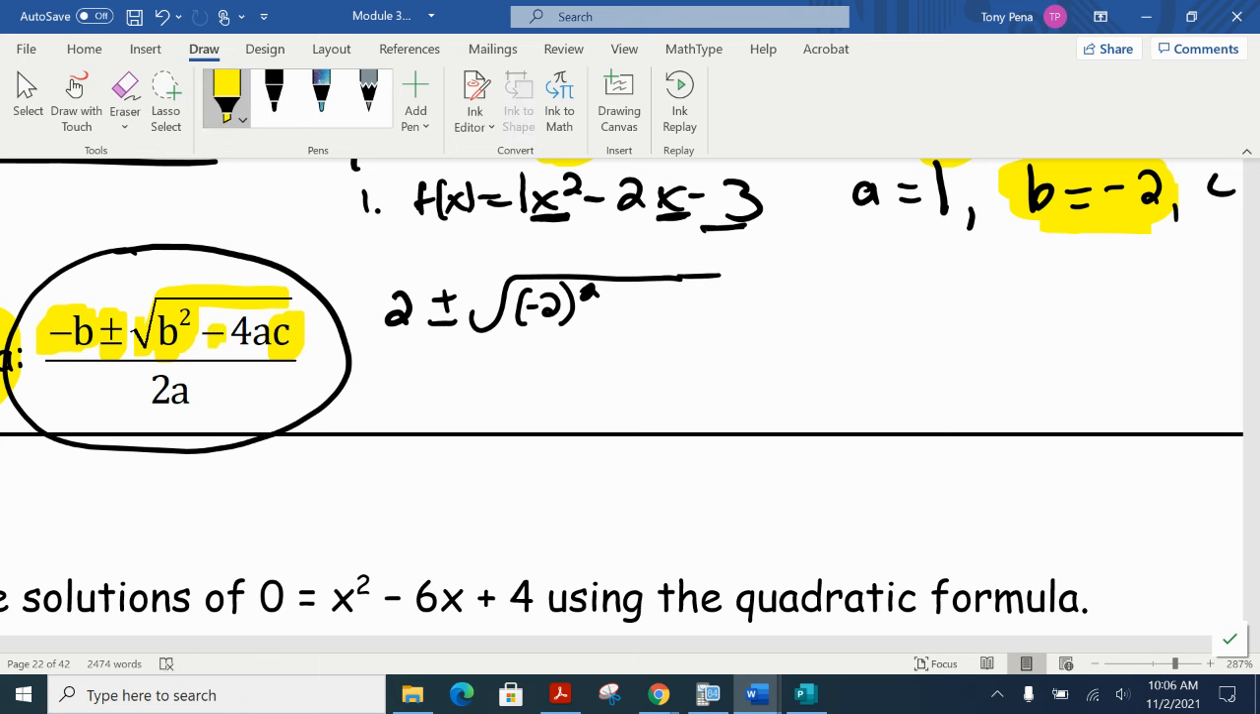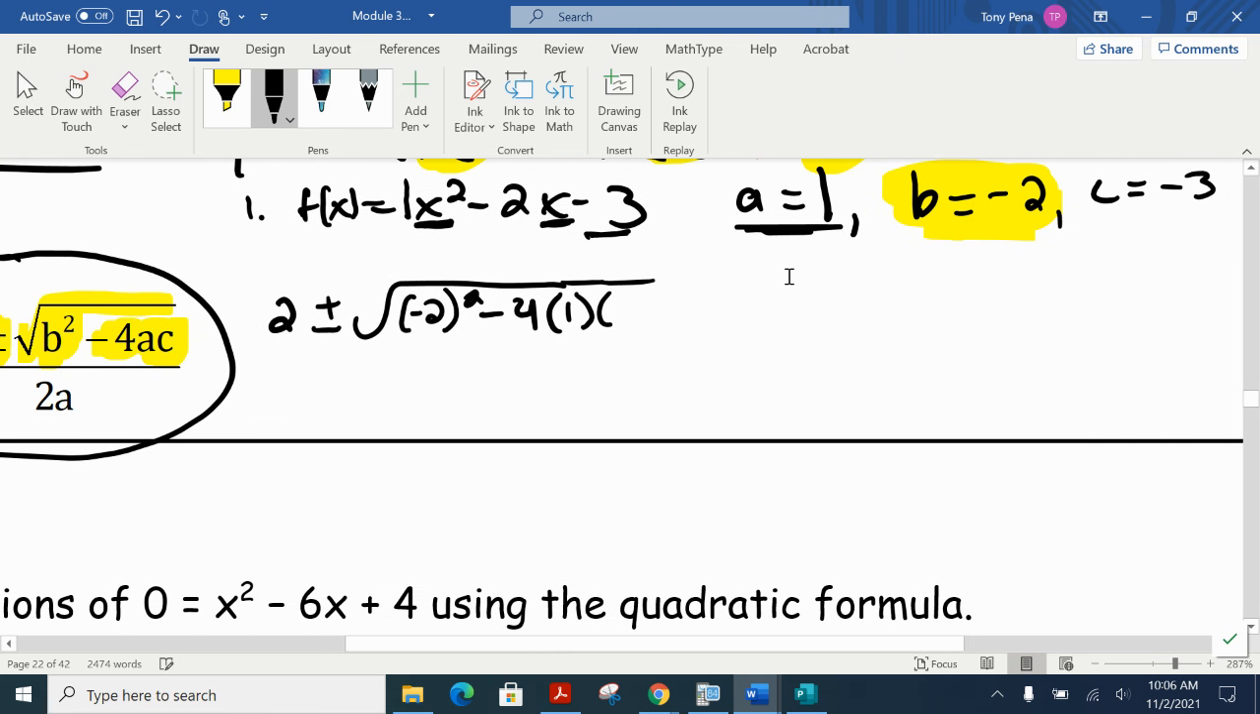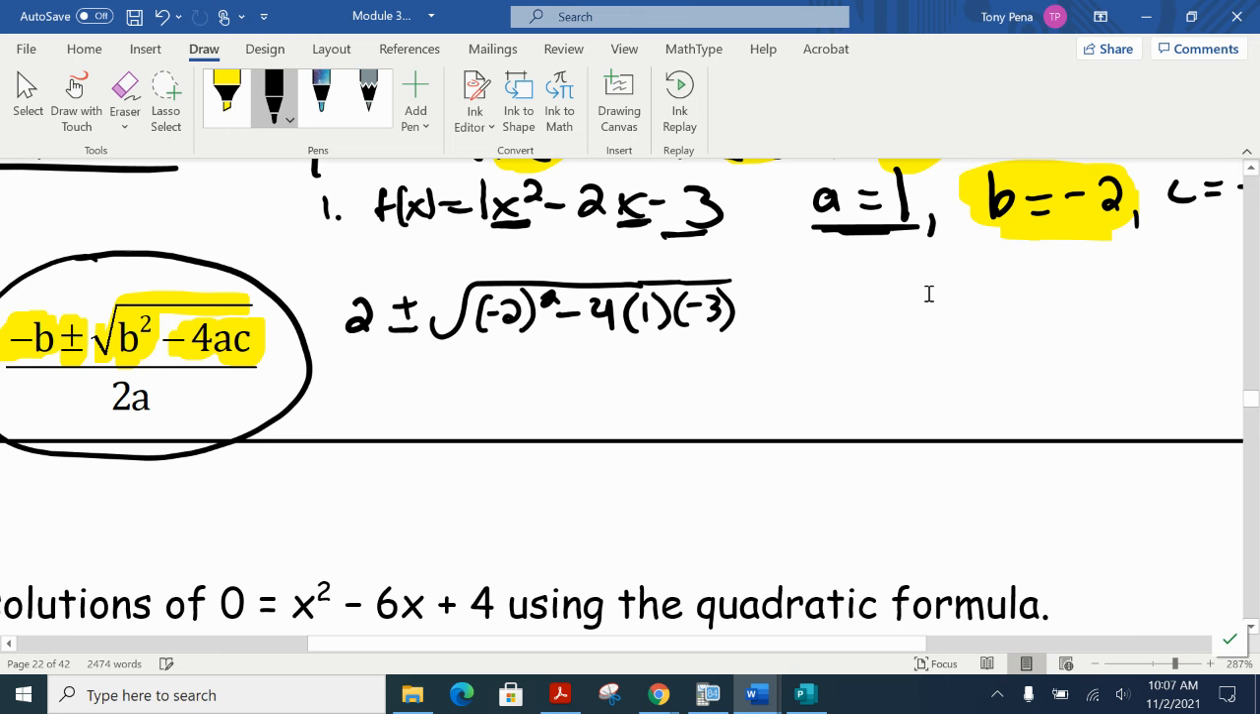Then you have the minus 4. So then do minus 4, and then you're going to multiply that by a, and then multiply that by c. So I'm going to do times a. A is a 1. All right, we got that right here. And then we're going to multiply by c. You can't see mine on mine right now, but the c was the negative 3. So all that goes underneath the radical.